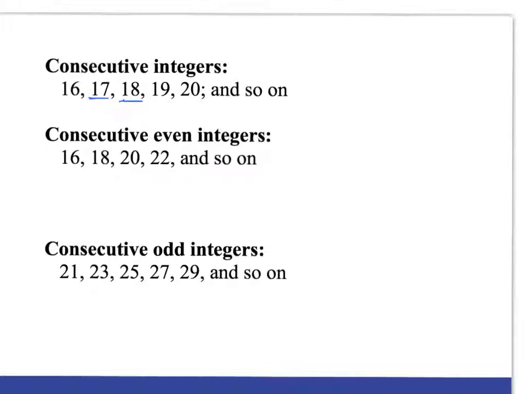So 16 is our first number. Our second number is our first number plus 1. Our third number is our first number plus 2 because we're 2 places over. And it just continues on.